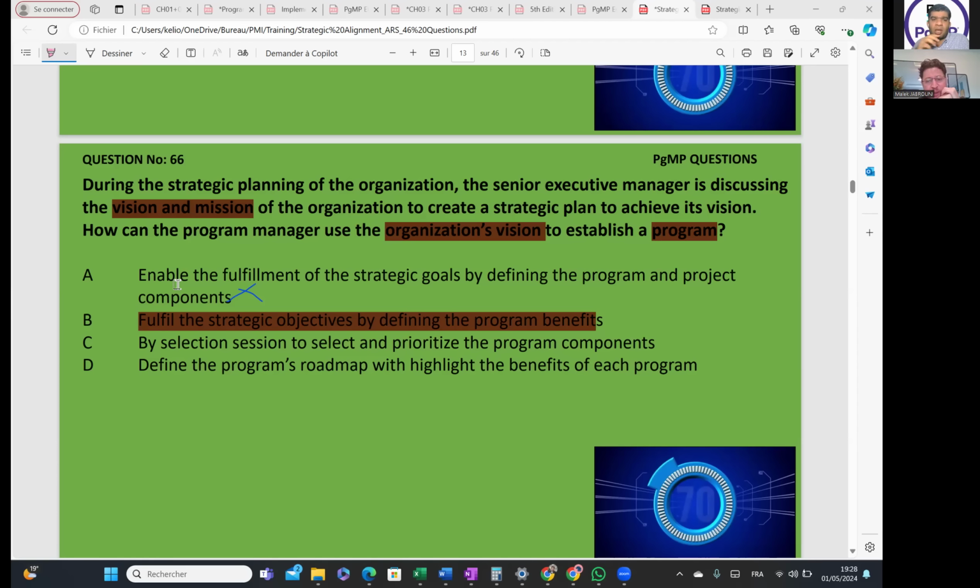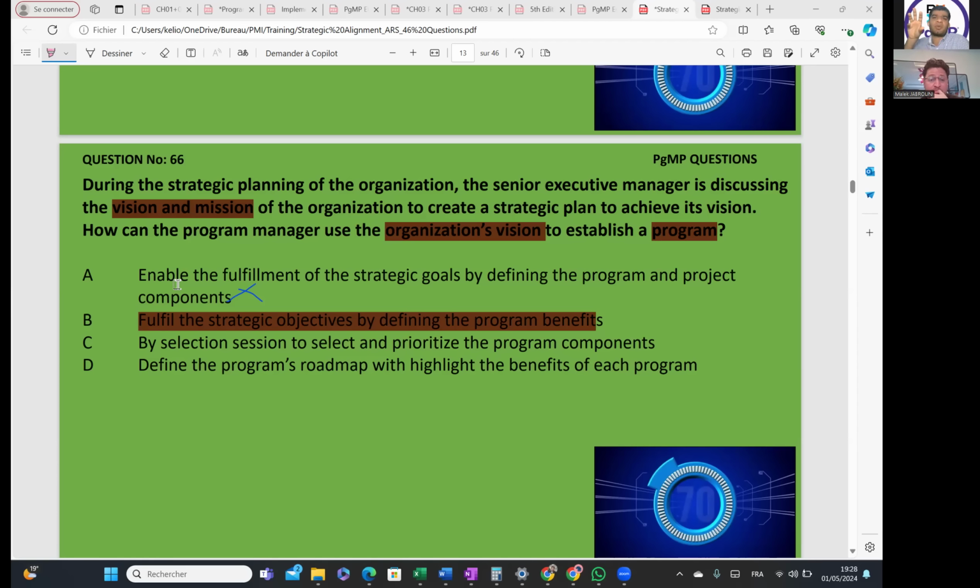Yes. Then we go to the next step. How can the program manager use the vision to establish the program? What does he have to develop when he has gotten the vision and mission? Enable the fulfillment of strategic goals by defining the program and project components. In the components of the charter, we also saw that we know something about the components also. And: fulfill the strategic objectives by defining the program benefits. It is only stopping you at the benefits, not a broader picture.